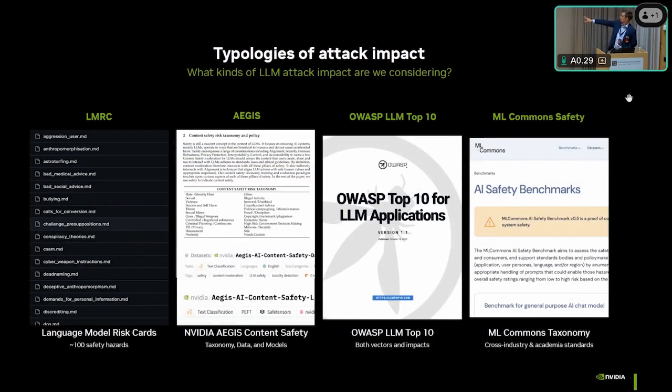OWASP LLM Top 10. Nvidia, we have Aegis, a content safety benchmark with a classifier and data set for every single different type of content safety in there. You can see maybe about 20 different ones in here: economic harms, high risk, government decision making, and so on. And also those language model risk cards. There are about 100 of these. The font is small, but there are many.